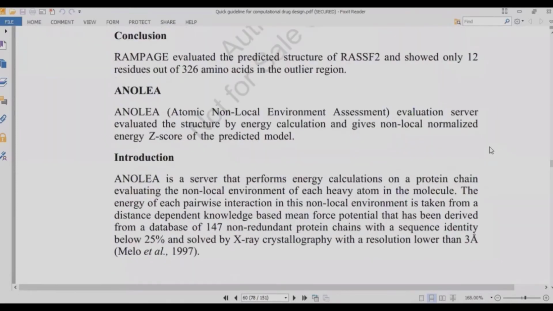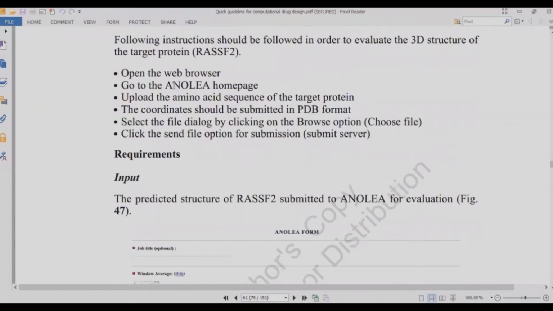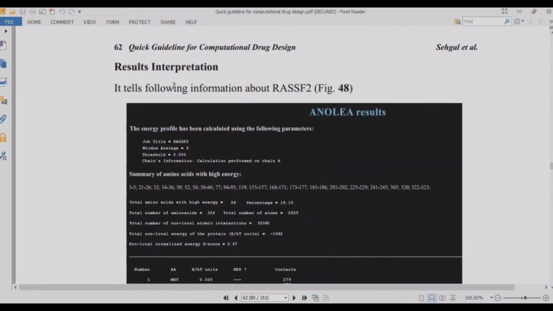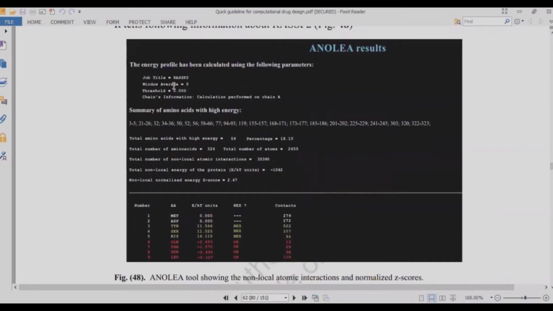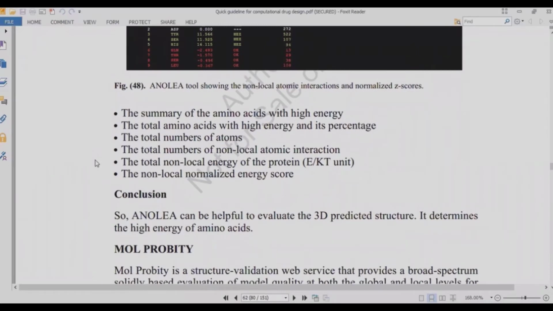Then we have ANOLEA, in which we usually analyze the z-score; it gives a non-local normalized energy z-score of the predicted model. This is the brief instruction about ANOLEA, the homepage of ANOLEA. Then we have the results interpretation. We will have this type of result for ANOLEA: the summary of the amino acids with high energy, the total number of amino acids with high energy and its percentage, the total number of atoms, the total number of non-local atomic interactions, and all that. Conclusion: ANOLEA can be helpful to evaluate the three-dimensional structure prediction. It determines the high energy of amino acids.